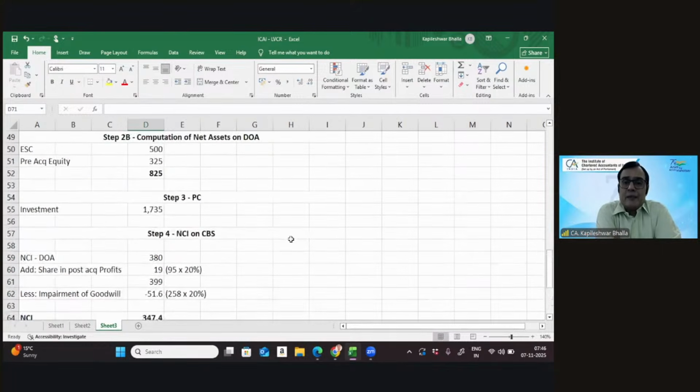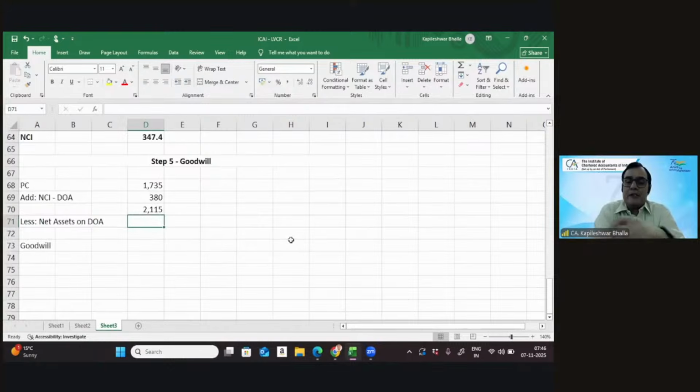Net assets available in step number 2B, that's 825. That is the net assets on the date of acquisition. So let's calculate the goodwill in this particular case. And is there anything else which needs to be taken at this stage? Any further adjustments to be done in terms of the step? Any other focus points?